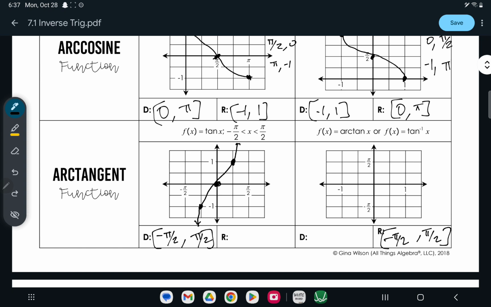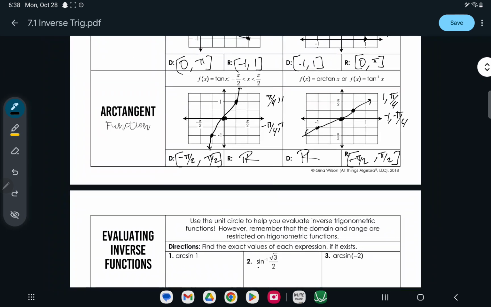So then we can switch the points. So the range is actually all real, so the inverse's domain is all real. Still going to be at 0, 0. But now, instead of pi over 4, 1, and negative pi over 4, negative 1, we switch it. So 1, pi over 4, and negative 1, negative pi over 4. Kind of looks like that. Not exactly linear, but almost linear.